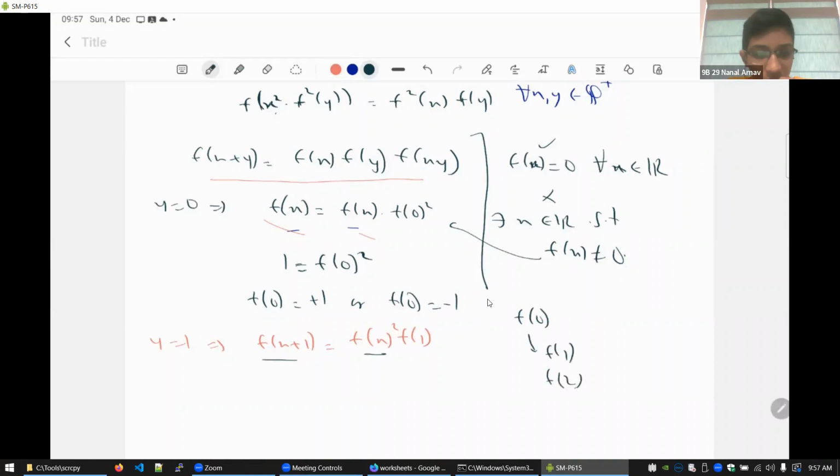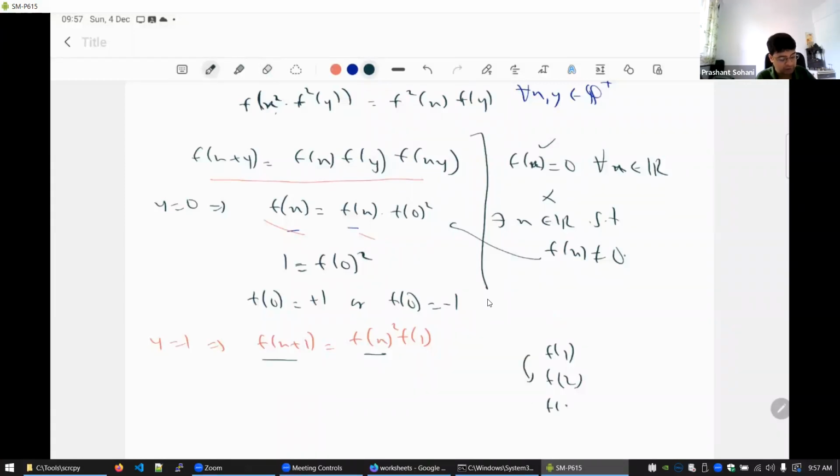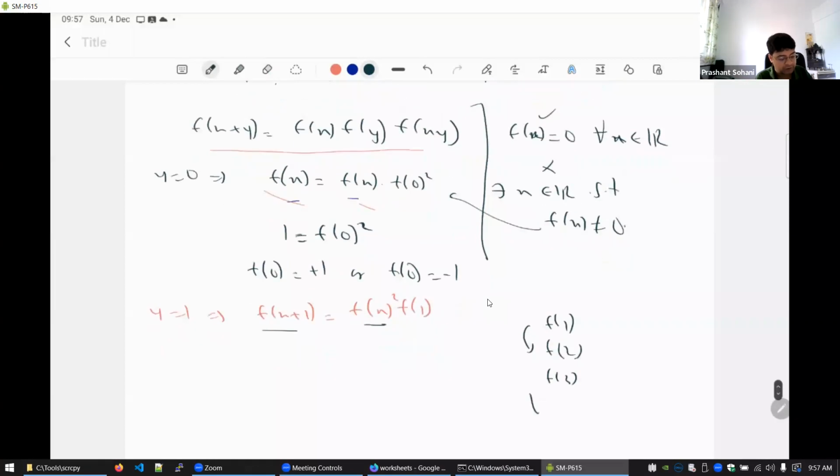From f of 0, we can't get f of 1, because f of 0 whole square is just 1. So that gets cancelled, and we get f of 1 equals f of 1. But we can relate f of 1 to f of 2, and so on. So we have to probably assume some value of f of 1, and from that f of 2, f of 3, all natural numbers can be reached this way.